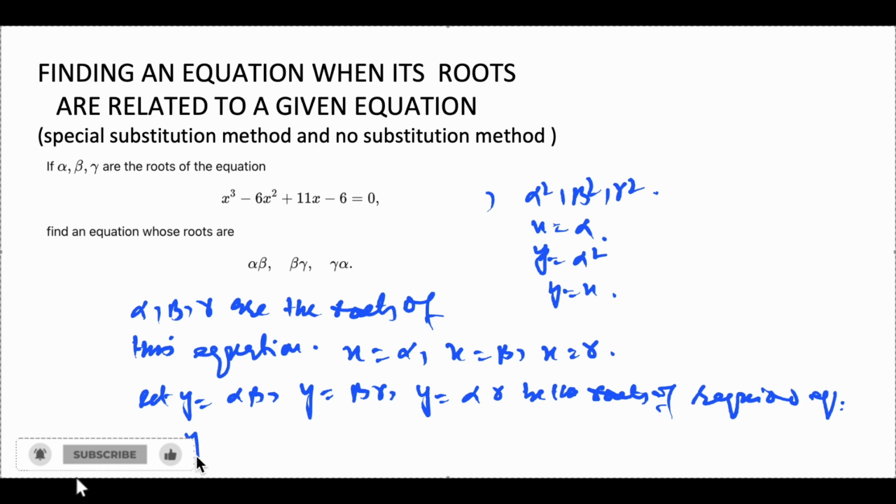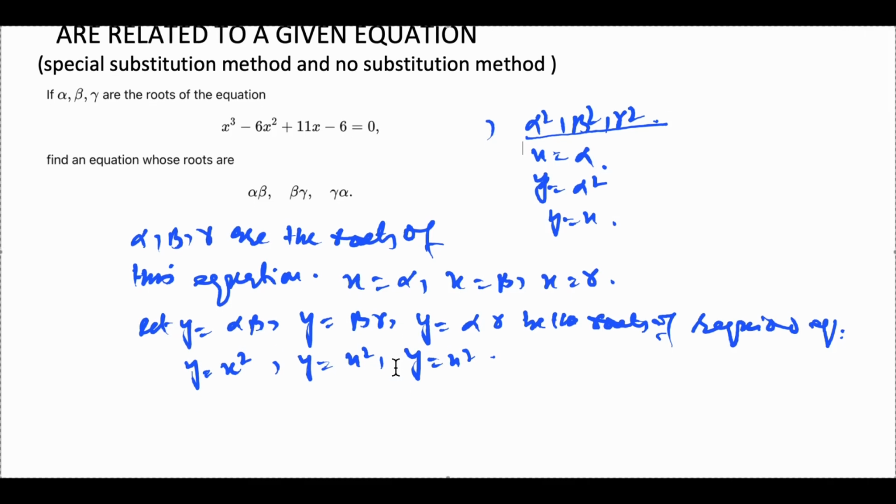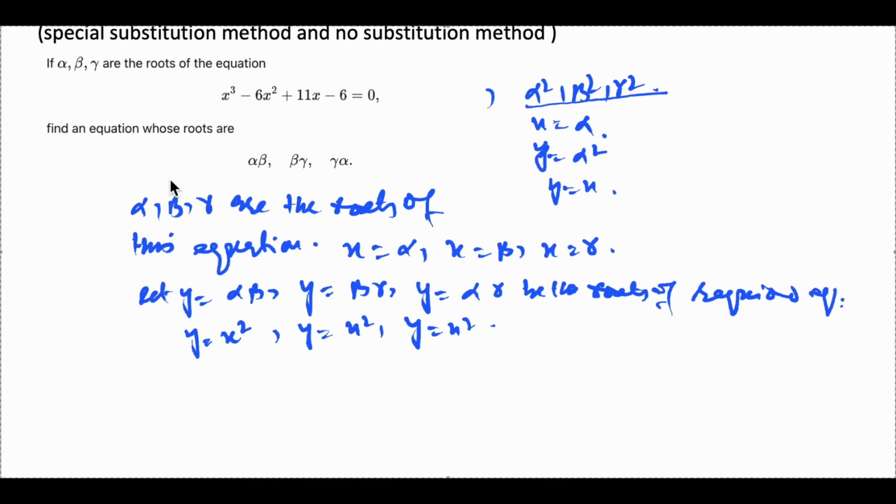So I can say y will be x squared. But if I put y is equal to x squared, I will get the equation whose roots are alpha squared, beta squared, gamma squared, not these roots. So this ordinary substitution method fails, and I will use the special substitution method.